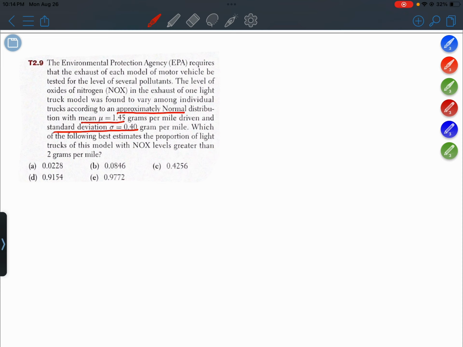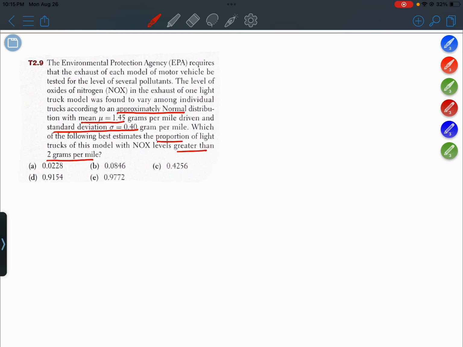Which of the following best estimates the proportion of light trucks of this model with NOx levels greater than 2 grams per mile? So we want the proportion greater than 2 grams per mile. Now this is a multiple choice question, but I'm going to tackle it as if it were a free response question, taking you through all the different components that you would need to put in your answer.